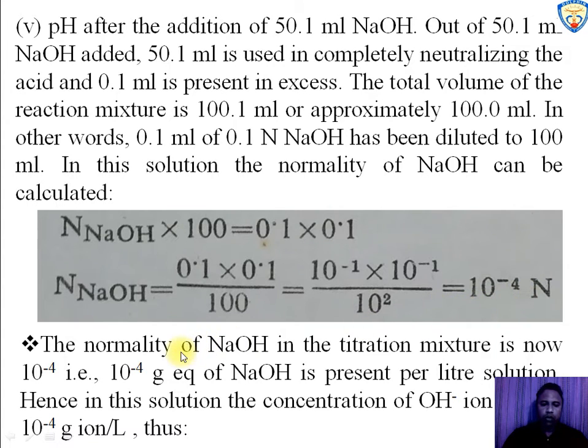Now the normality of NaOH is equal to 10 to the power minus 4 gram ion per liter, which is equal to hydroxide ion per liter, that is, the hydroxide ion concentration is equal to 10 to the power minus 4 gram ion per liter.